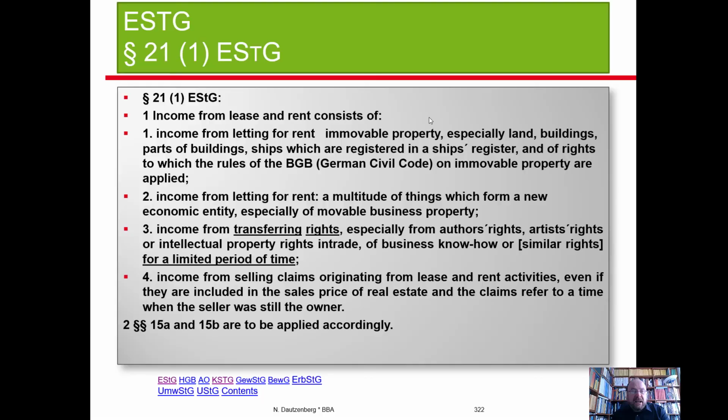Okay, let's have a look. Yeah, and here we have paragraph 21.1, number 3: income from transferring rights, especially for a limited period of time. So not selling them definitively, but collecting a kind of rent payment or lease payment for it. Yes, we were absolutely right. That's income from lease and rent under the German Income Tax Act 2. So we use that.